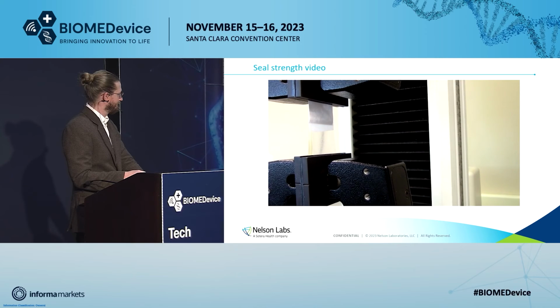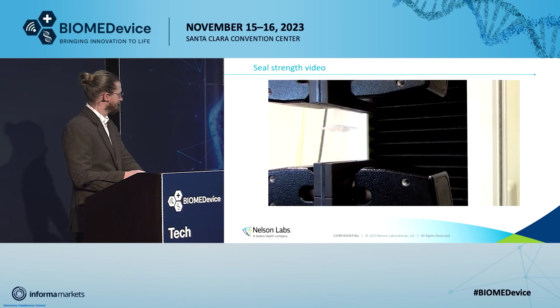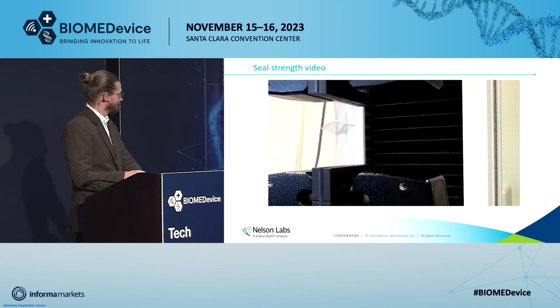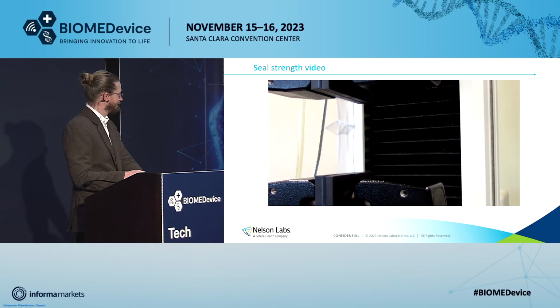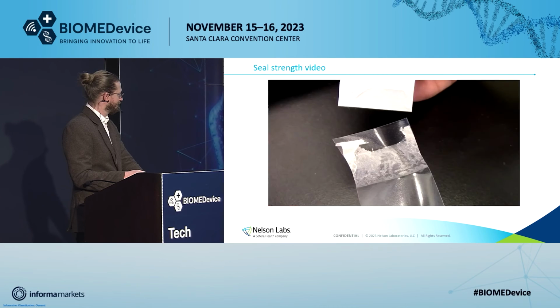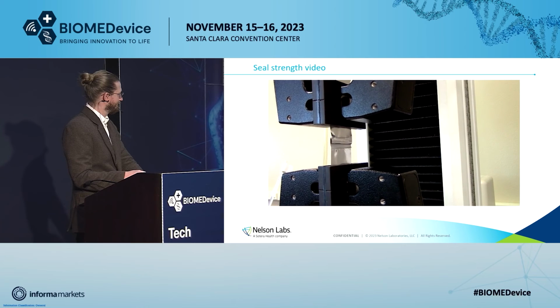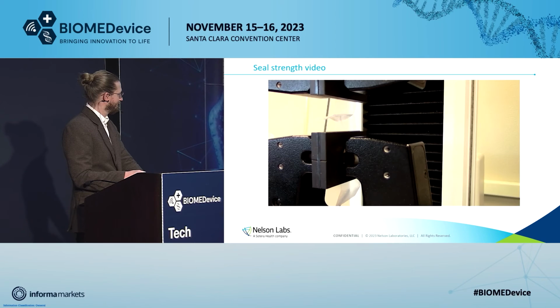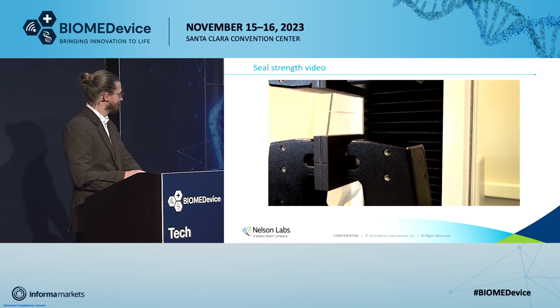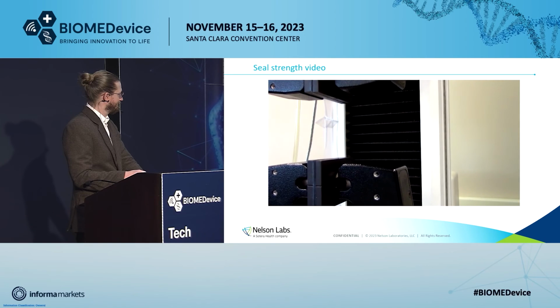Most samples will peel apart cleanly, and the mode of failure is reported as peel. When a sample stretches, it is reported as elongation. When the layers of material split apart, it is reported as delamination. When the seal strength exceeds the material strength, the material will break rather than peel apart.